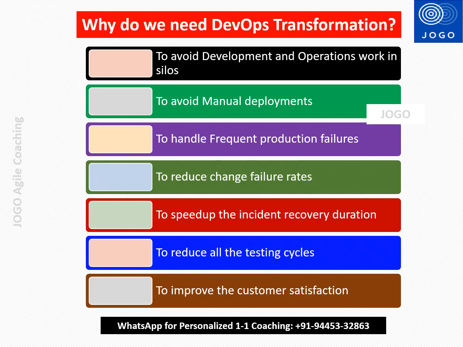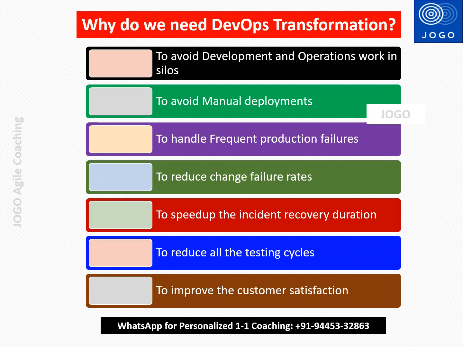Another need is to speed up incident recovery duration. If anything goes wrong in production, we will have lots of tools and processes to analyze the issues, fix them, and recover the system quickly. So for that, we need DevOps transformation. Another need is to reduce the testing cycles. If we have DevOps, we will automate most of the testing, starting from unit testing, system testing, integration testing, security testing, and performance testing. So DevOps transformation enables more automation, and that will reduce the testing cycle.